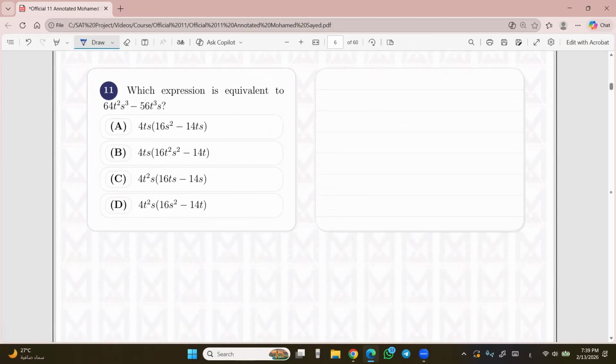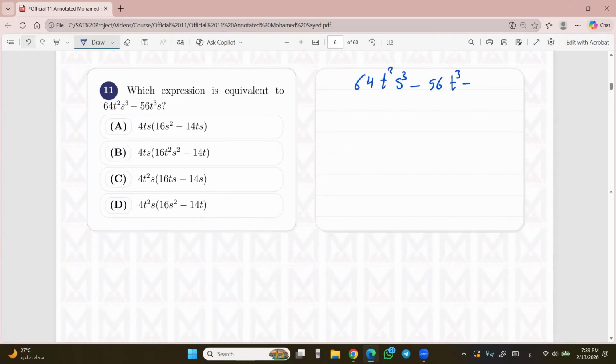Number 11, which expression is equivalent to this? And in this kind of question, back solving is the best method to choose, because maybe if you think about the question itself and start looking for factoring out the numbers. Here you can think about taking the common factor, and the first thing that comes to your mind is to take the 4 maybe as a common factor, or maybe take 8, or maybe you think about taking 2. This is if you talk about the numbers.